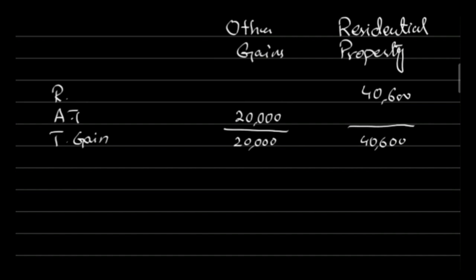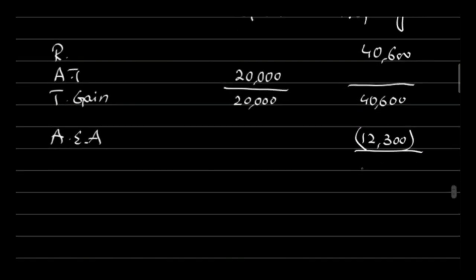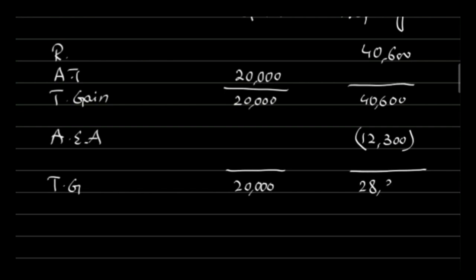Now remember that if you have capital losses brought forward and if there is an annual exempt amount, it will be deducted from the residential property. The annual exempt amount would be deducted from residential property, and if there is a capital loss brought forward, it will also be deducted from residential property. So your taxable gain would be, in case of other gain, it remains the same at 20,000. In case of residential property, it is reduced because of the annual exempt amount, and now it is 28,300.